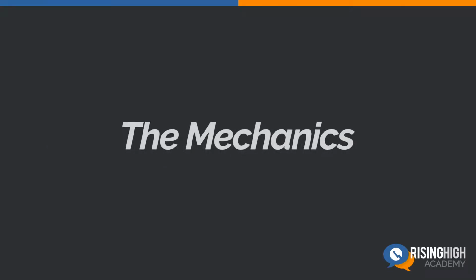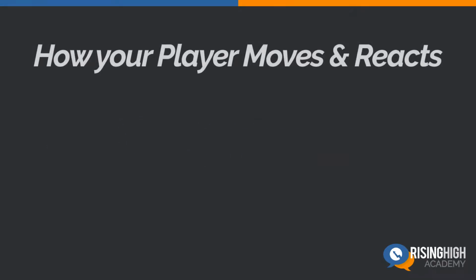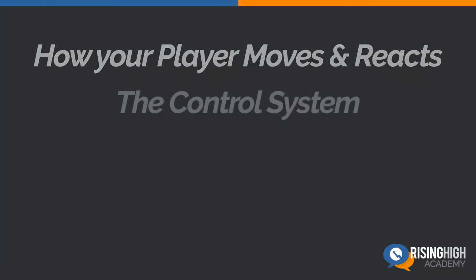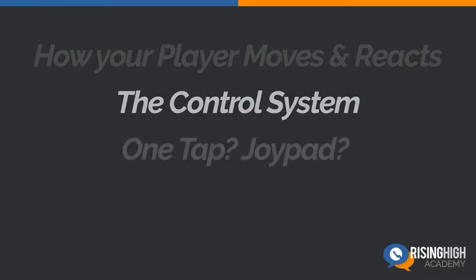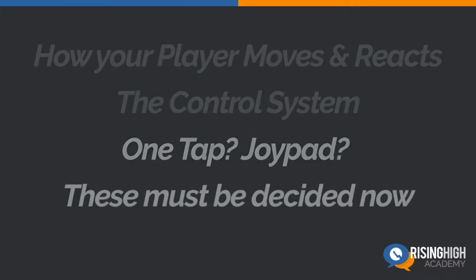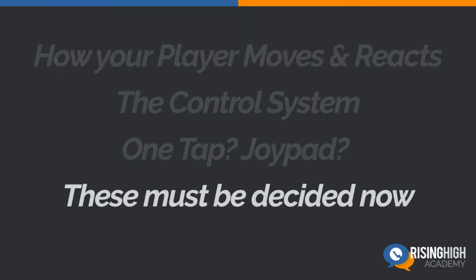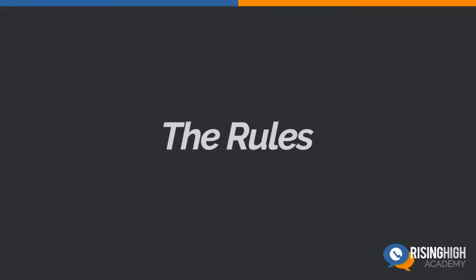Next up is the mechanics, and this is how your player will move and react with the environment of your game. What are the controls? One tap, left and right on the screen, joypad. All of these things need to be decided at this game design stage.